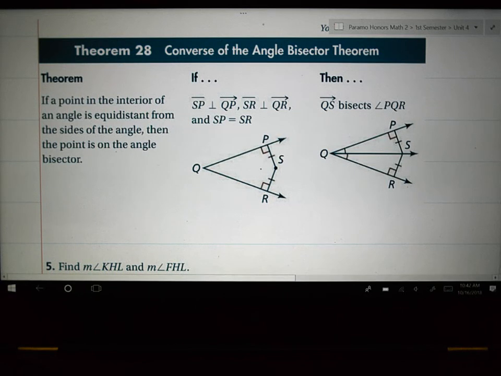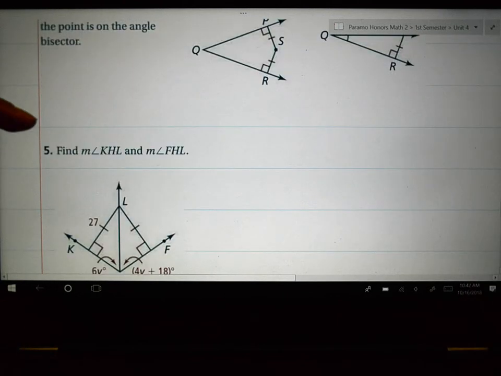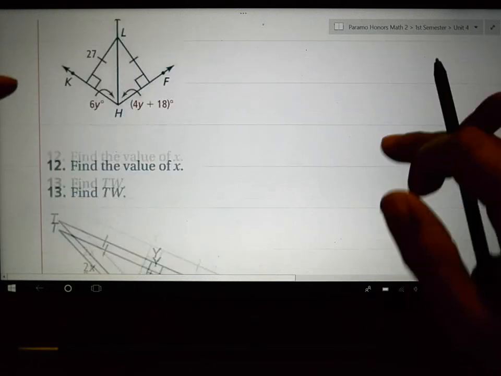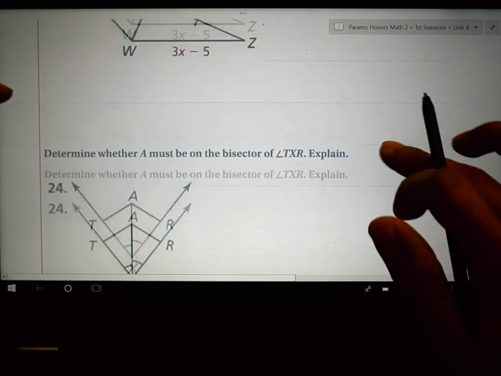There we go. So the rest of these things that I have for you are all examples out of your book. If you want to open your book, we're going to do number 5, 12 and 13, and 24.